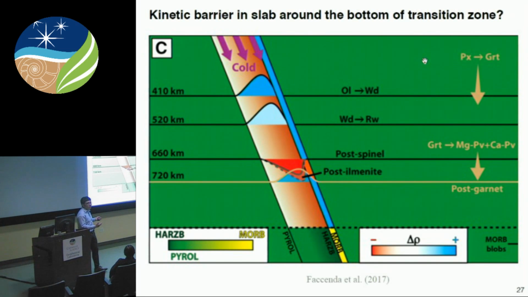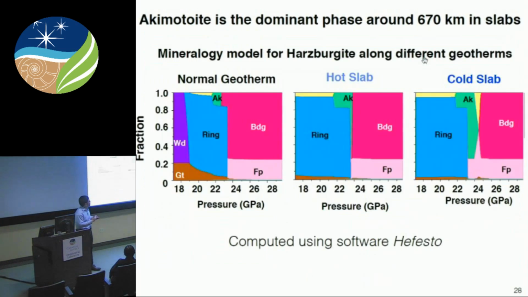However, as the previous slides show, if the slab is enriched in trivalent cations, it's not necessarily Fe3+, it can be aluminum also, this phase transition, the post-ilmenite transition, can be facilitated. So it has almost a zero Clapeyron slope. So we would expect for such a slab, the kinetic barrier is not an issue anymore. And then we calculate how much akimotoite there is for a harzburgite composition along different geotherms, to see whether this post-ilmenite phase transition can be significant enough.